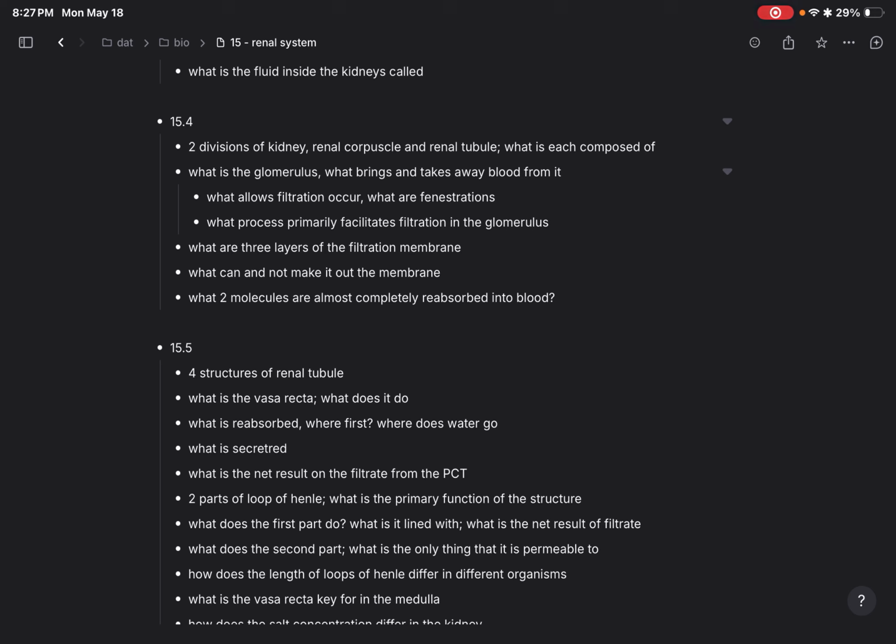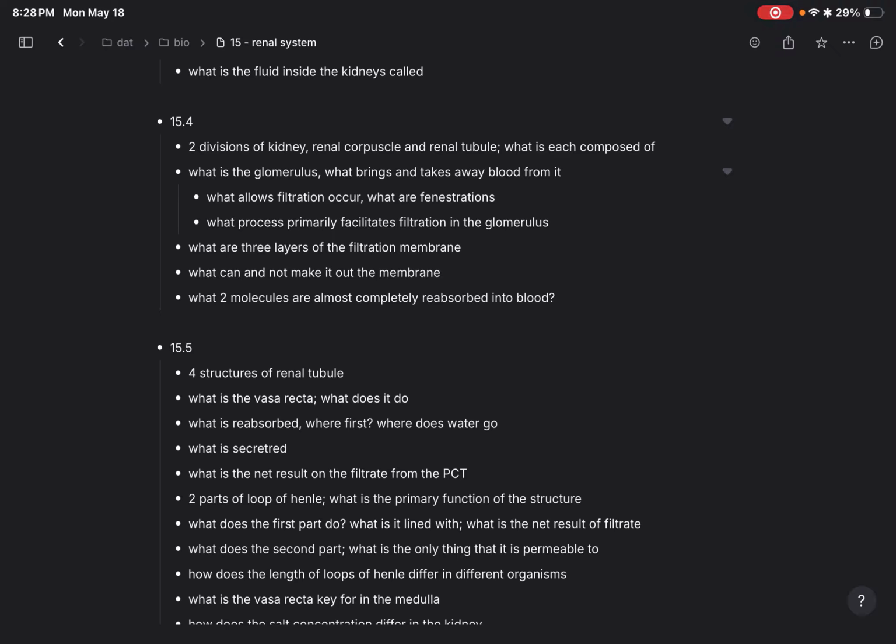Oh, it's the proximal tubule and the distal tube. It's renal corpuscle, glomerulus surrounded by the Bowman's capsule. Like I said, renal tubule is just the rest of the structure that takes filtrate away from the renal corpuscle. So the proximal convoluted tube, loop of Henle, and then the distal convoluted tube.